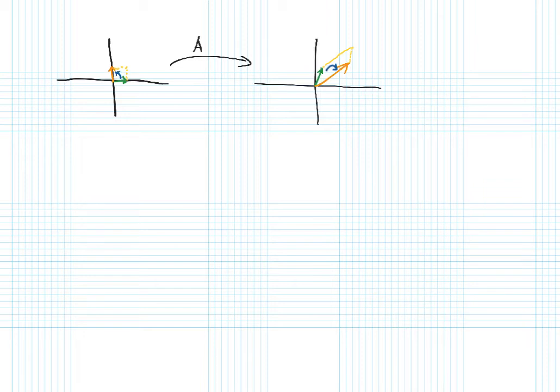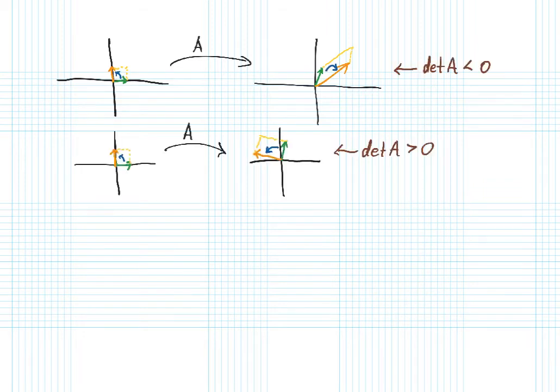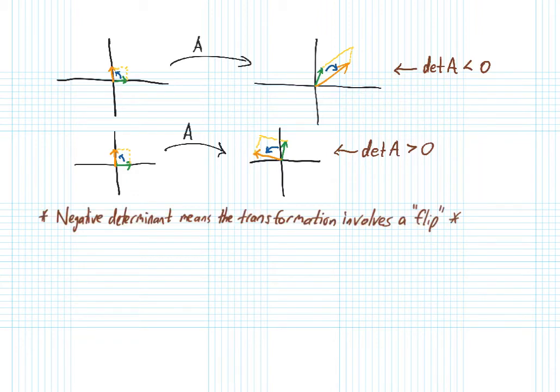In the picture that I drew here, you're going clockwise. Whereas in a situation like this, where the relationship from the image of E1 to the image of E2 is counterclockwise, then the determinant of A would be positive. So I think it's helpful to think of the negative determinant as telling you that the transformation involves a flip.